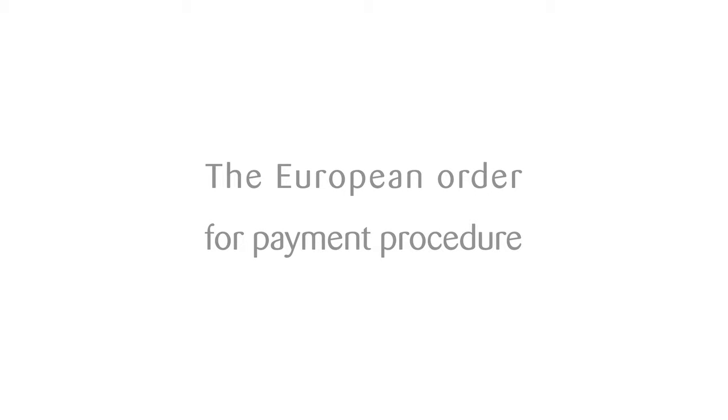the European Order for Payment Procedure. This procedure has some similarities with the European Enforcement Order in that it covers cross-border monetary claims which are not contested and leads to the granting of an order which is enforceable in other member states without the intermediate procedures set out in the Brussels I regulation.